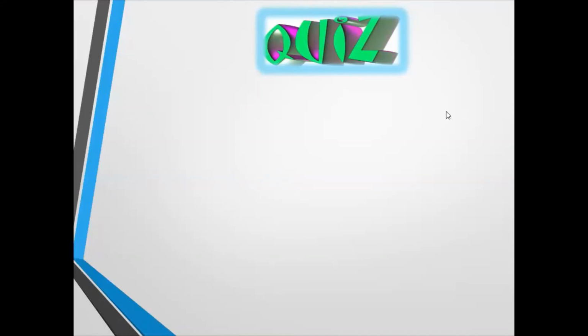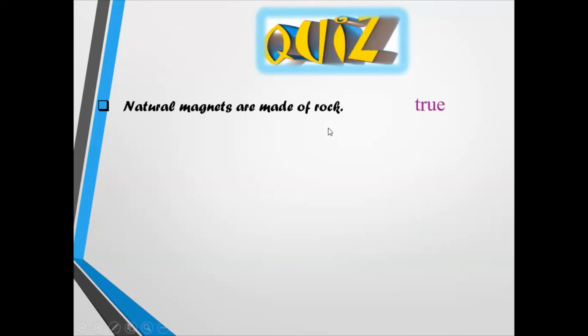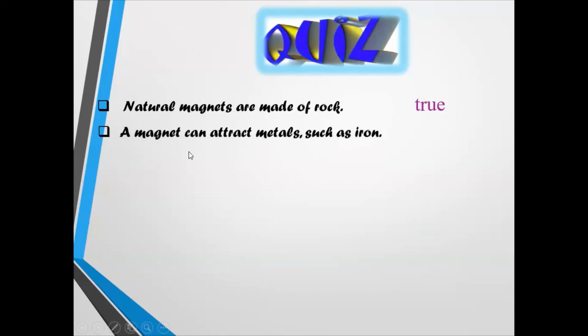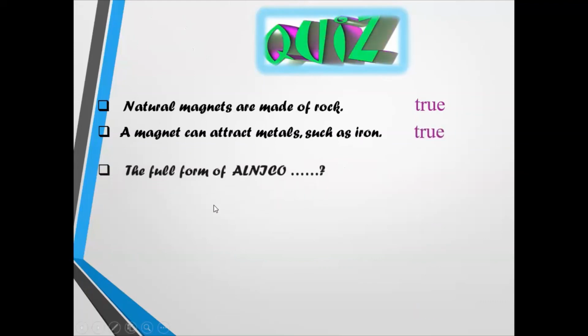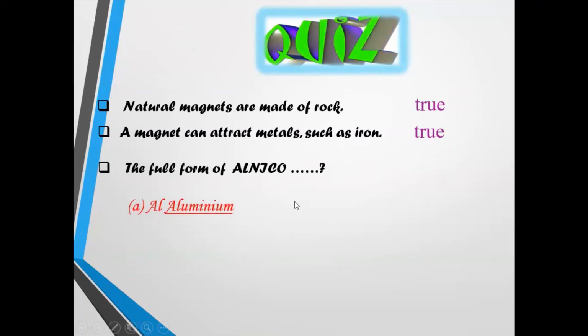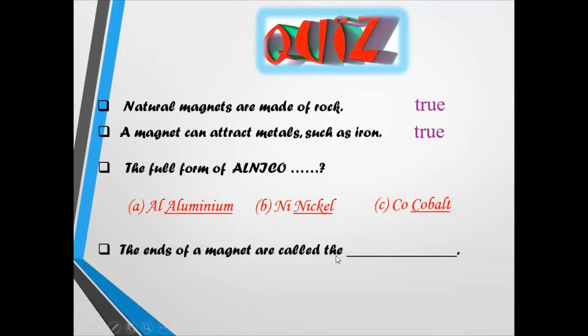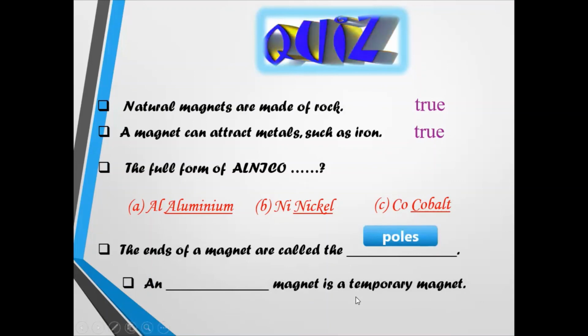So it's trivia time, students. Natural magnets are made of rock. Yes, it's a true statement, students. Natural magnets are found in nature. They are black in color and look like a rock. A magnet can attract metals such as iron. Yes, it's a true statement. The full form of alnico is aluminium, nickel, cobalt. The ends of a magnet are called the poles. Good. And an electromagnet is a temporary magnet. Yes, an electromagnet is a temporary magnet.